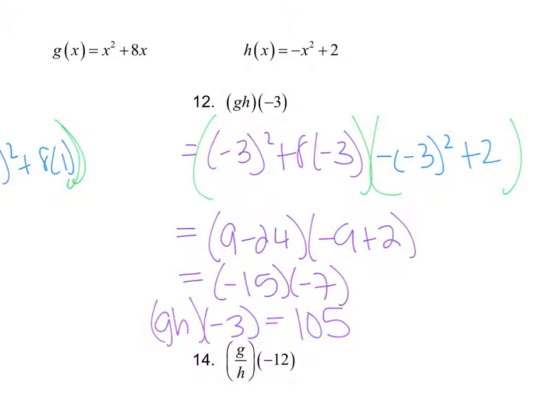Okay, so for 12, you should have gotten g times h of -3 is 105. So keep the functions separated as you perform the order of operations, and then take your final answers and multiply them together. So once again, one mistake we might have made was right here. This is a positive 9 times a -1, so that's how you get -9. Okay? All right.